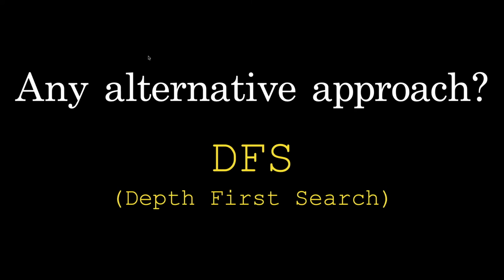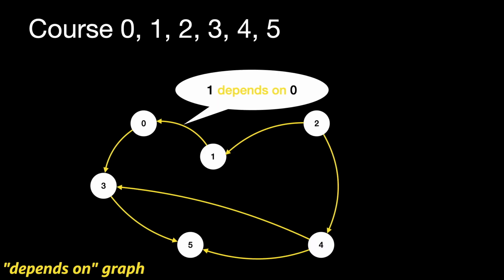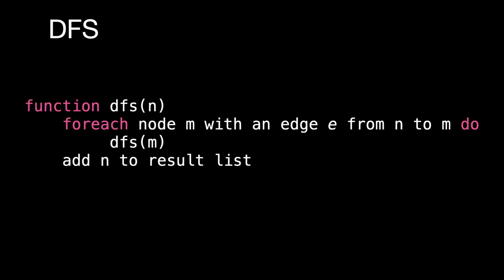Okay, problem solved. But do we have any alternative way to solve this? Definitely. We can also use the DFS approach, whose full name is depth first search. As I mentioned earlier, we will try to build a graph using a different interpretation that depends on the graph. Edge from 1 to 0 means 1 depends on 0. How do we solve this using DFS?